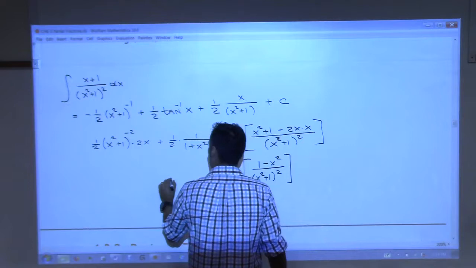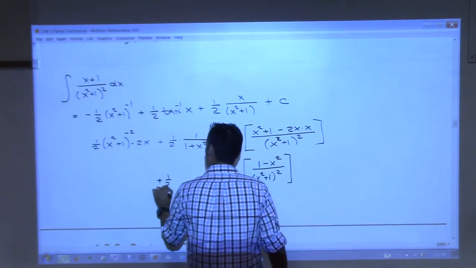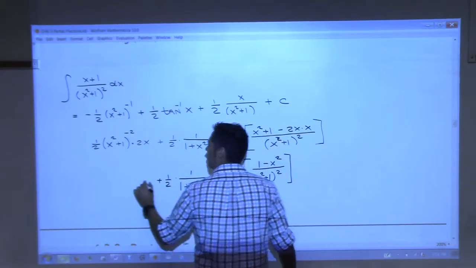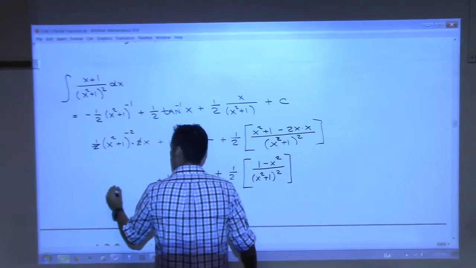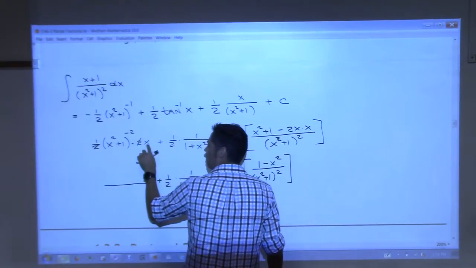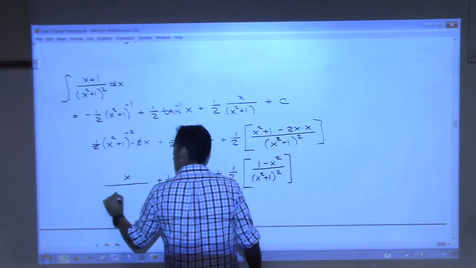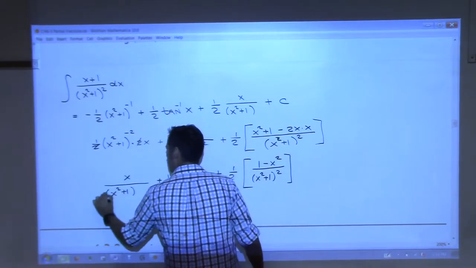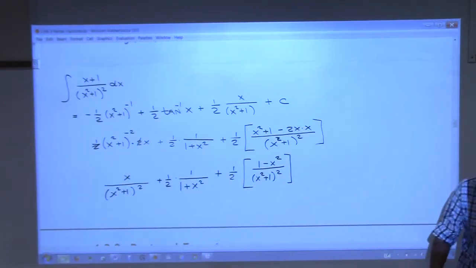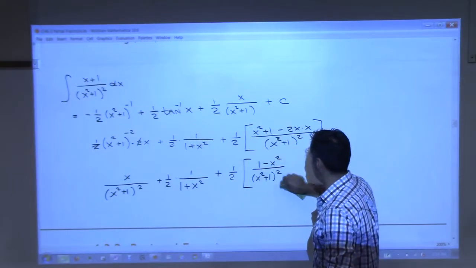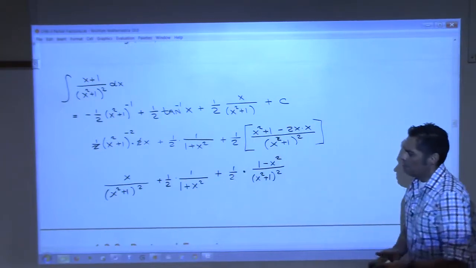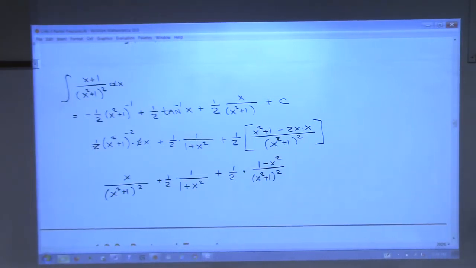In front of this, I've got 1/2, 1 over 1 plus x squared. And then over here, I've got the 2's that canceled. What's my fraction over here? X over, we still have this x, so x over x squared plus 1 squared. Yeah? Okay, I don't need this bracket anymore. That's just multiplication, right? So let me put all those together with a common denominator.